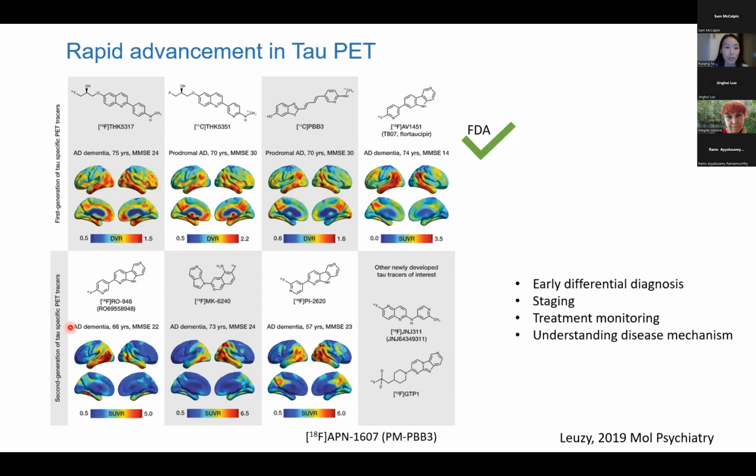As you can see on the screen, there are the first generation of tau tracers and the second generation of tau tracers. One limitation of the first generation tau tracers is that they have rather high off-target binding, which is improved in the second generation. We will mainly use the PBB3 compound in my study.